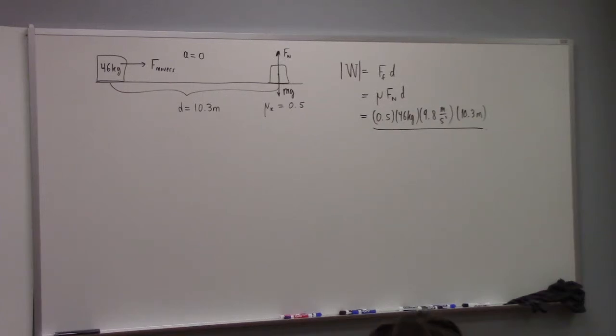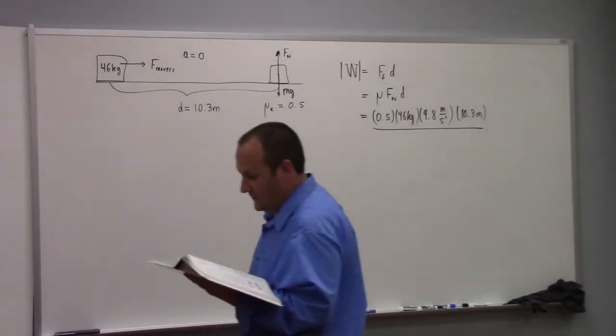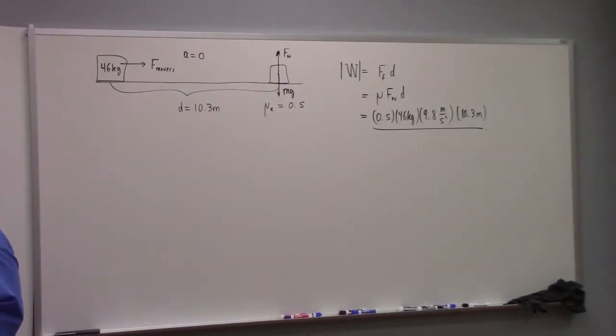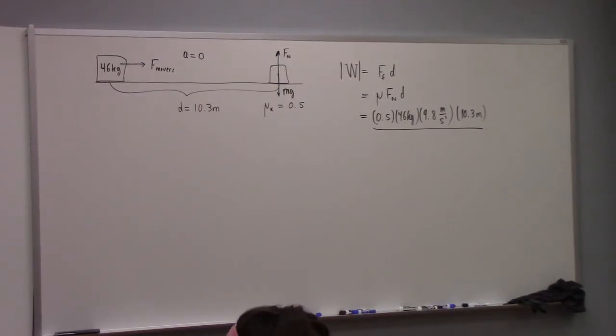Number 29 on page 165. Here we have a 1.6 meter tall person lift a 1.65 kilogram book off the ground. Oh, I was reading number 30. Sorry. Let's try that again. A 66.5 kilogram hiker. Number 29.